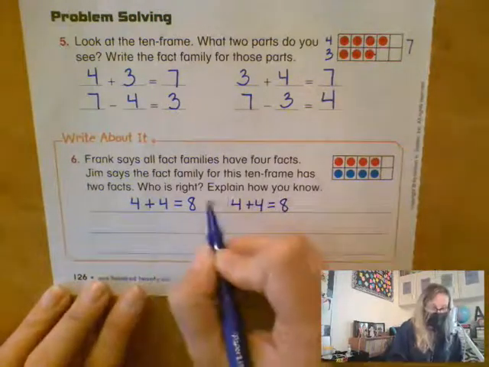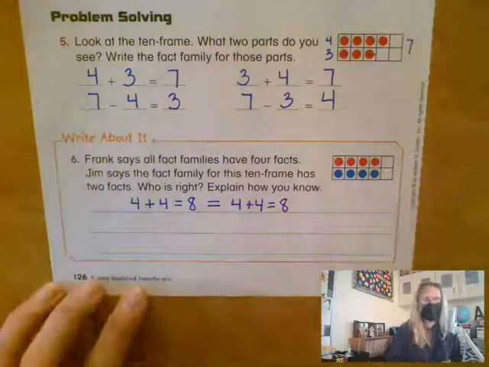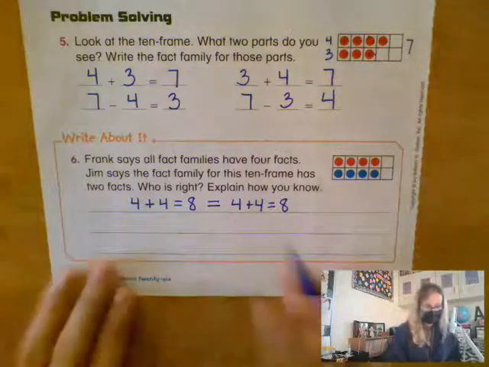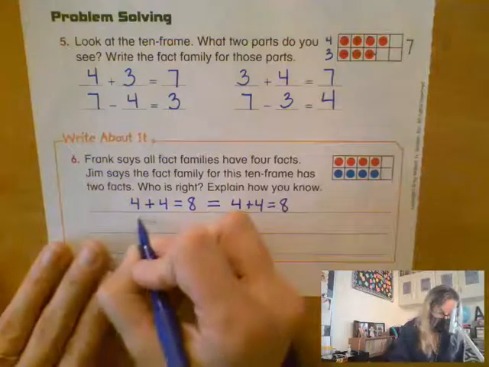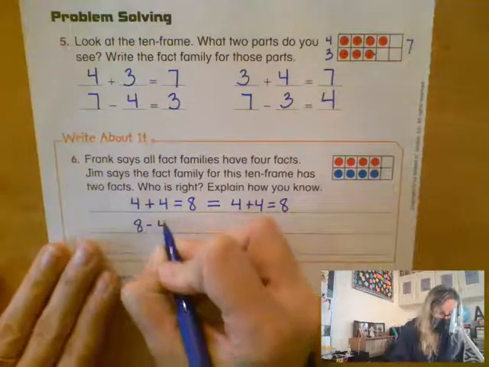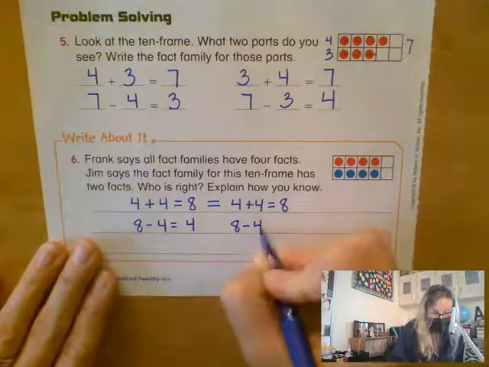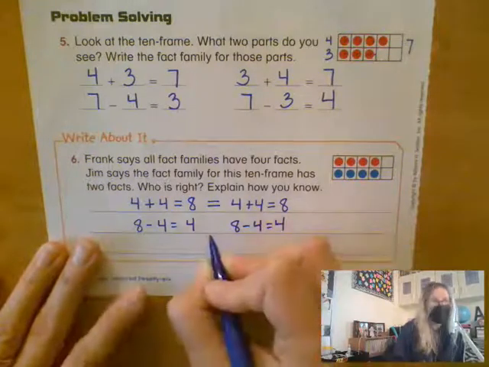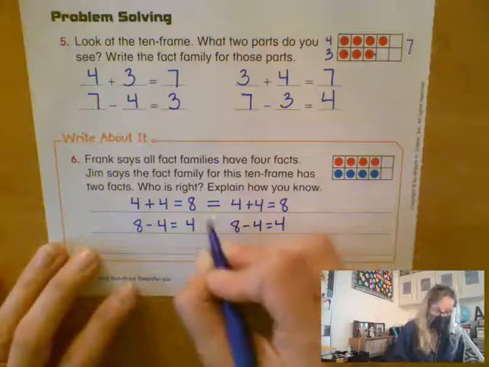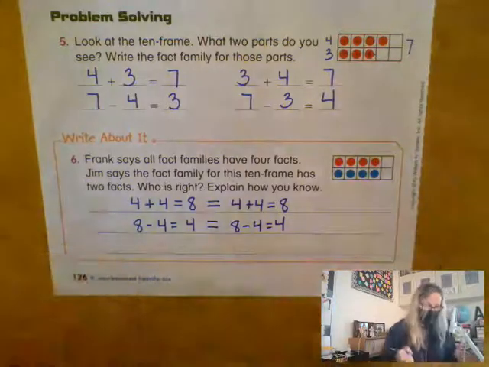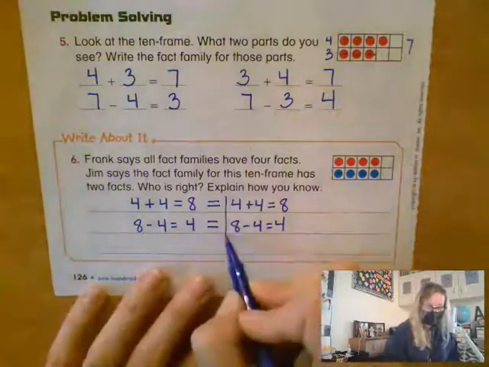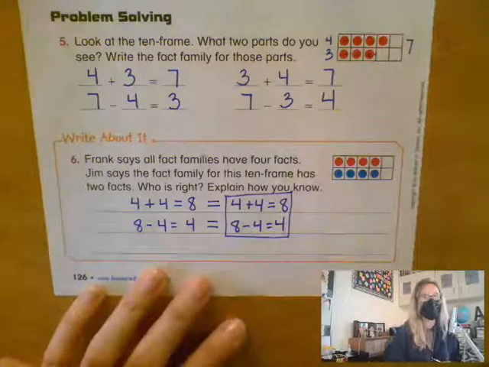These are the same. These equations haven't changed. If I were to write the subtraction sentences, it would be 8 take away 4 equals 4, and 8 take away 4 equals 4. Again, these are equal because they're the same. We technically only have 2 equations.